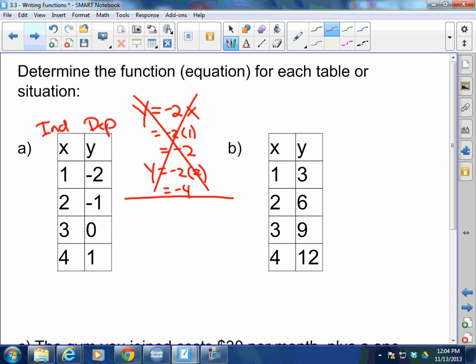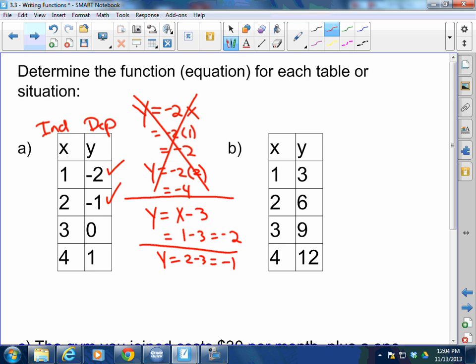Now we're going to go to the first guess of the day. Actually, it wasn't a guess. It was a very good answer. My boy said, take the x value and subtract 3. Let's see if that works. Y equals x minus 3. When x is 1, what's 1 minus 3? -2. Works.